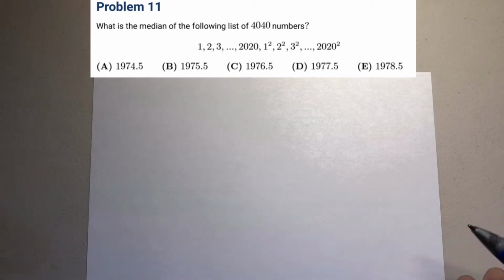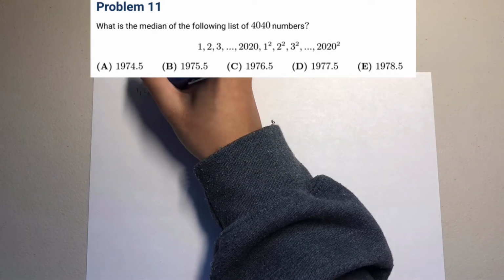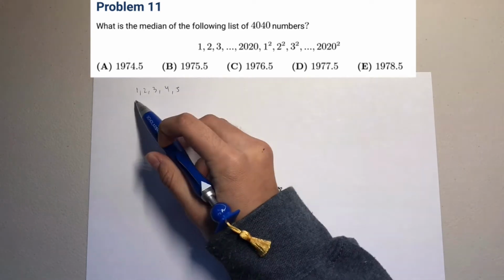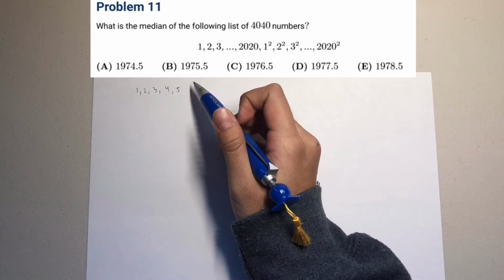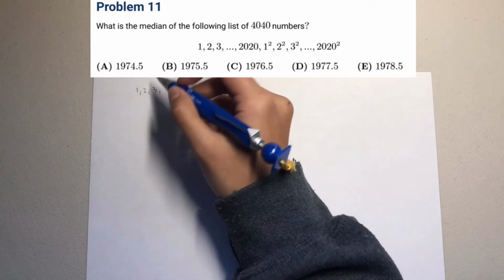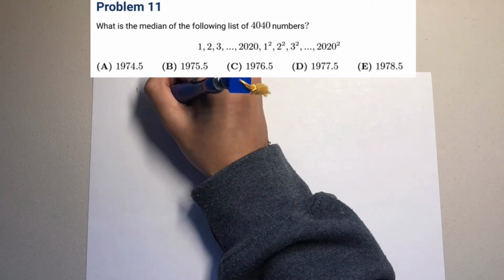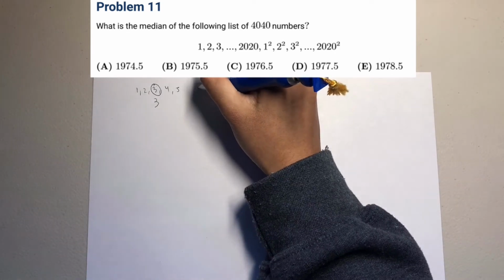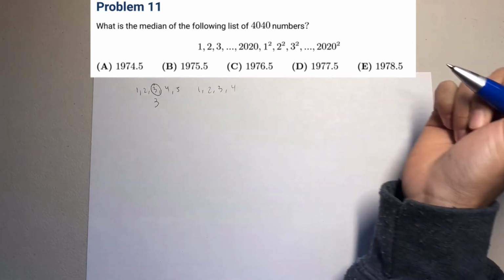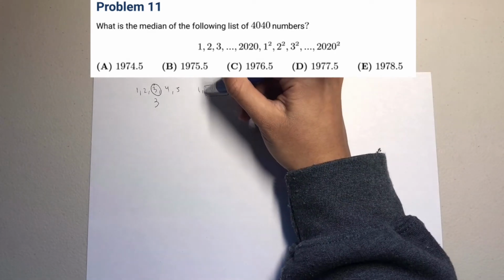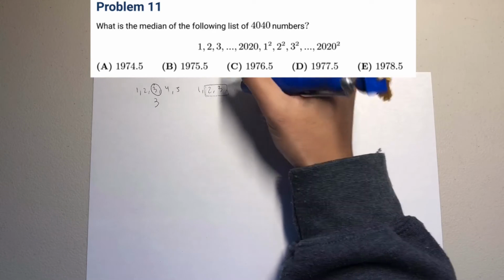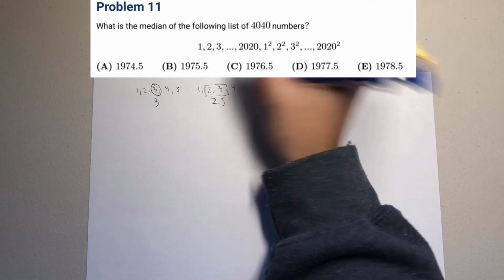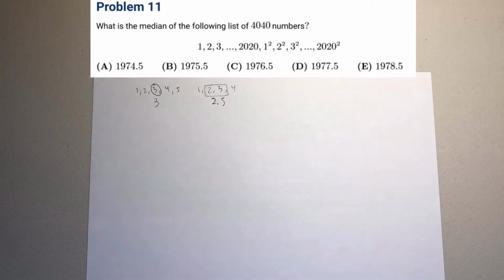A median is the middle number in a list. So for an odd amount of numbers in a list, for example, if we had the list 1, 2, 3, 4, 5, which has 5 numbers, the median would be 3. For a list with an even amount of numbers, for example, 1, 2, 3, 4, the median would be the average of these two numbers. So the average of 2 and 3 is 2.5. So that would be the median in the list.